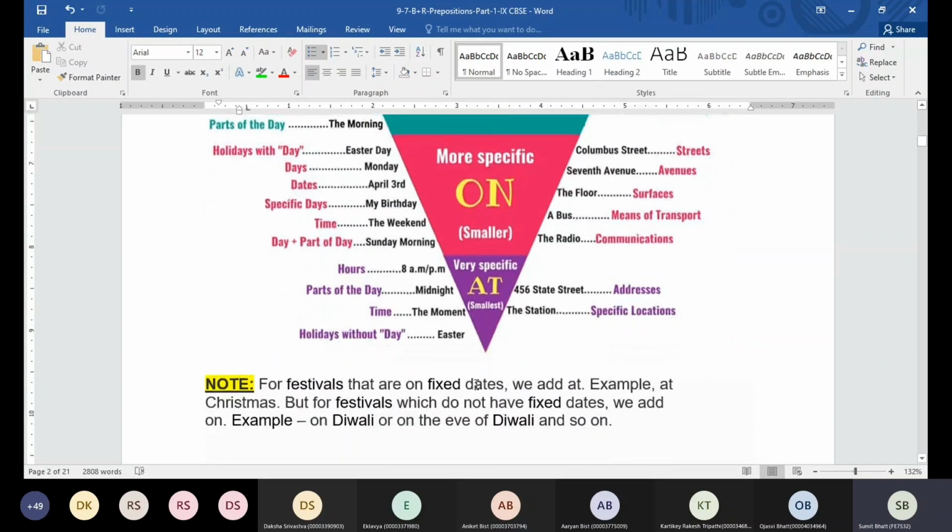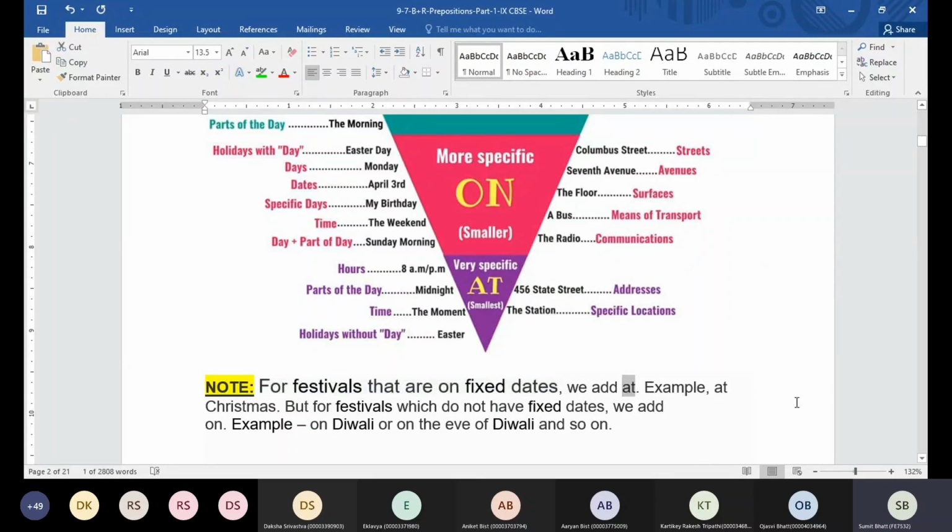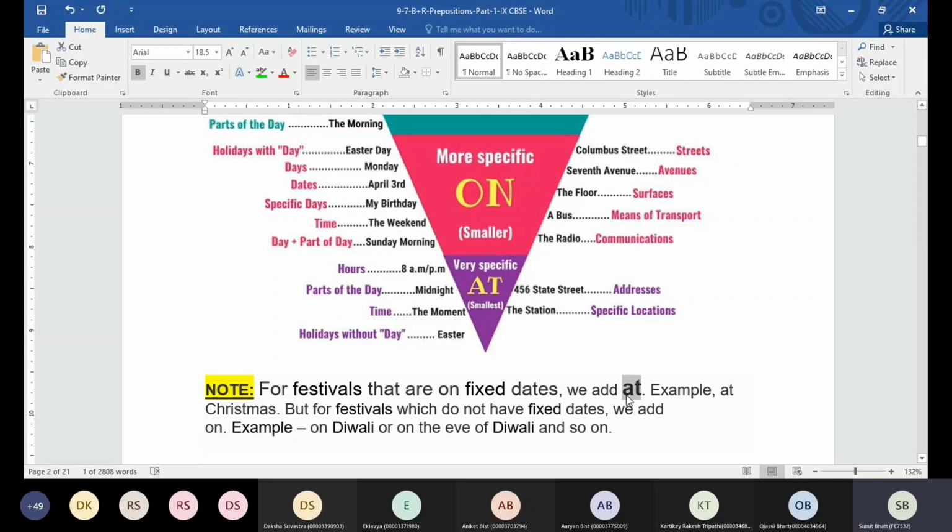Now there is a key rule, guys, to remember with festivals whether to go for at or go for the word on. So for festivals that are fixed on dates, like there are some festivals which are always going to happen on one particular day, which word are we going to use? At. At will be there. If some festival is going to happen on exactly the same day every year, then we use the word at. Example, at Christmas.